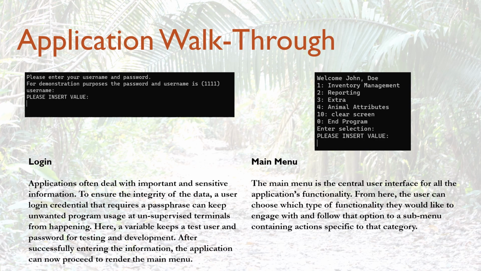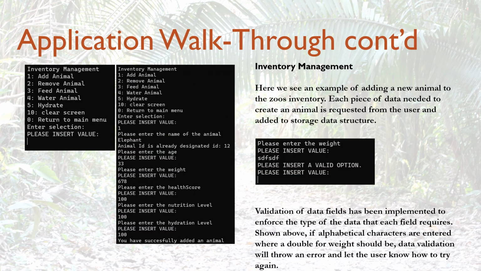And next slide. Hi, I'm going to continue talking about the program. I'm going to talk about inventory management and exception handling. As you can see, there are seven choices in the inventory management. This is what you'll see after you press one from the main menu. Add, remove, feed, water animal, hydrate, and clear screen. Return to the main menu.